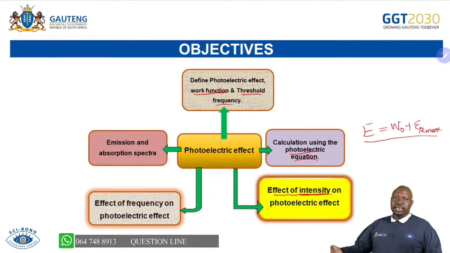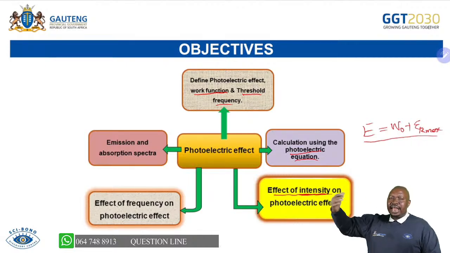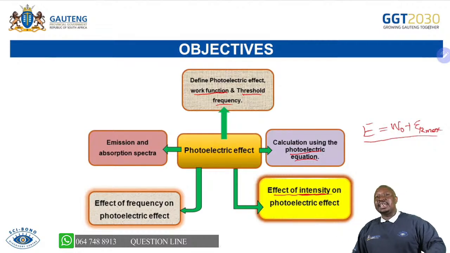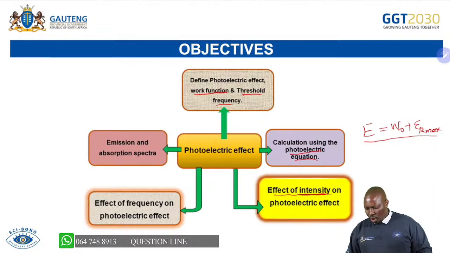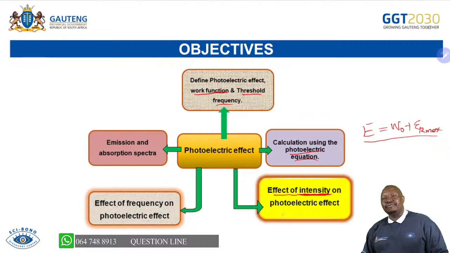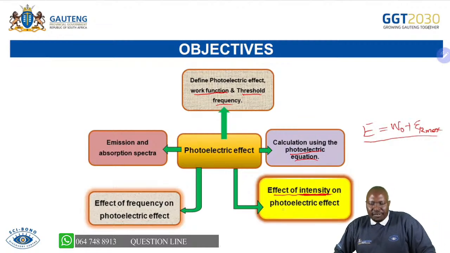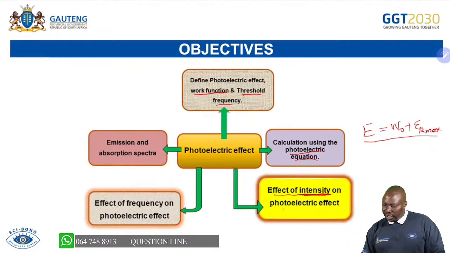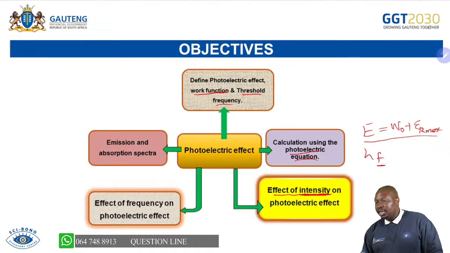To say when we increase intensity, we're increasing the number of photons. When I say number of photons here, we're talking about the number of packets of energy. So we're going to look at how this increase in intensity is going to affect the photoelectric effect. And then we're going to look at the effect of frequency. If we change the frequency, remember we said the energy of a photon is equal to hf. So if we increase frequency, what happens?